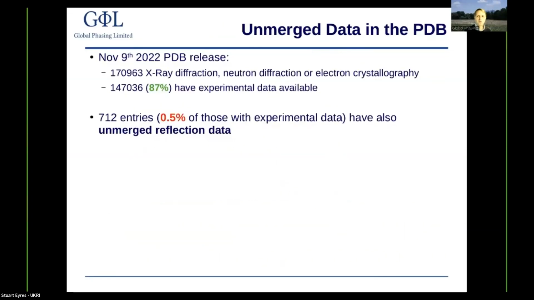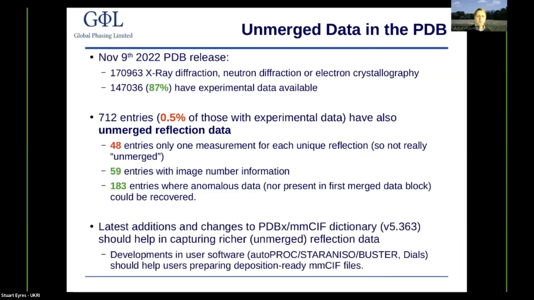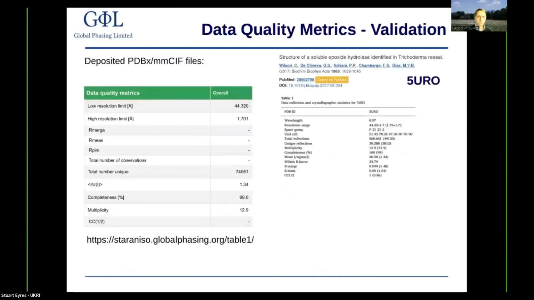Unfortunately, unmerged data is only available for a very small fraction of the whole PDB, 0.5% of all entries with deposited experimental data. And a lot of those are not even providing the kind of information we would like to see, and which would make them actually useful in the first place. Hopefully, the recent additions to the dictionaries and developments in widely used software packages should make it easier to not only capture that information, but also help users with the actual deposition process. Of course, there's still work to be done, especially at that user to PDB deposition interface. But in the next part, we hope to be able to show you some real benefits of that work.